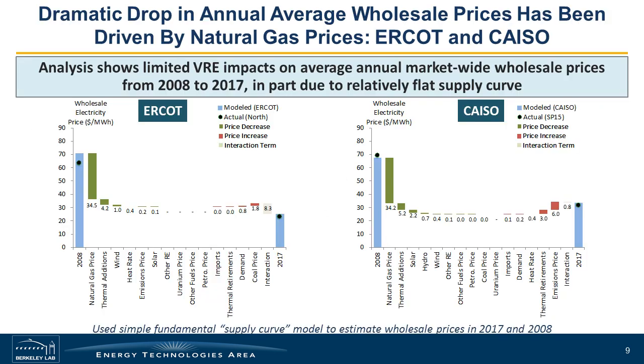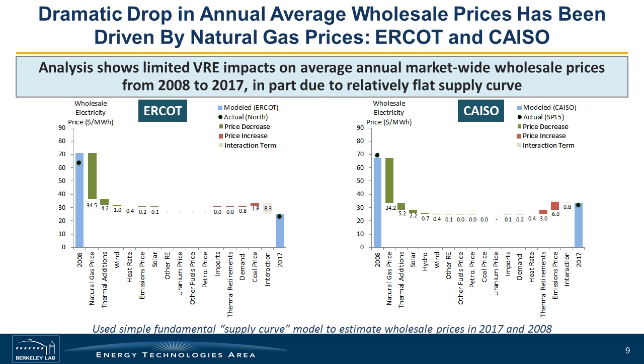So we use that supply curve model to understand the influence of individual factors on wholesale prices by varying one factor at a time between 2008 and 2017. Our approach allows for the application of a consistent method across multiple regions and enables us to compare the influence of wind and solar to many other factors. The blue bars here show the annual average prices when we set all of the factors either to their 2008 levels or to their 2017 values.